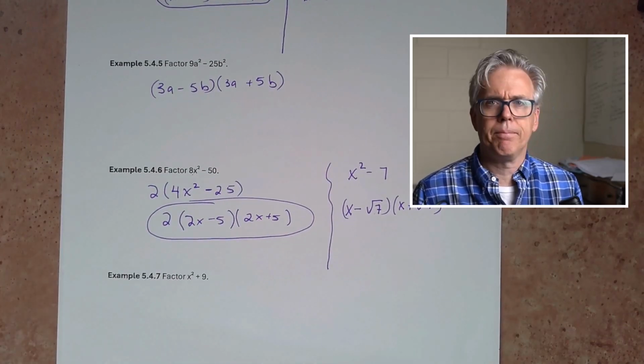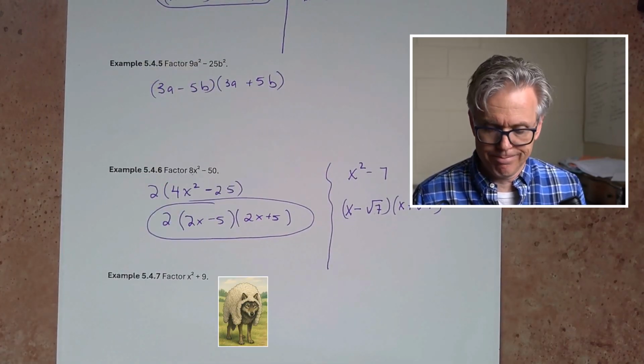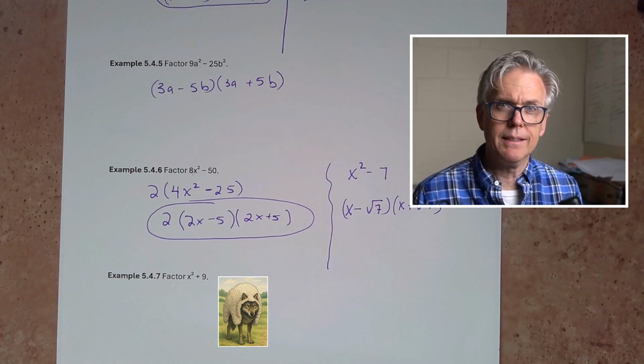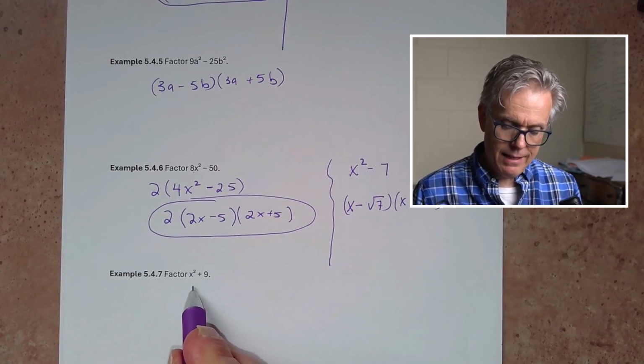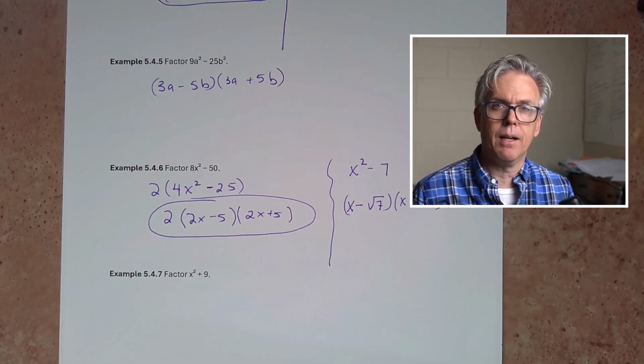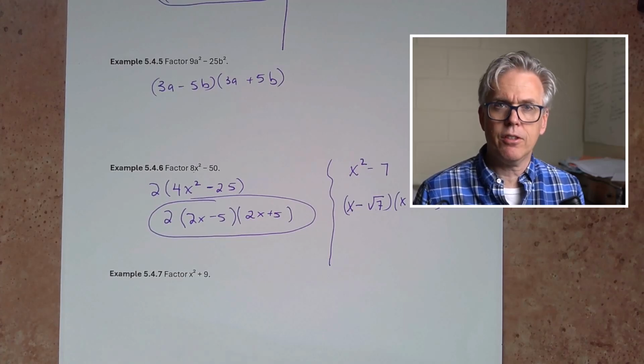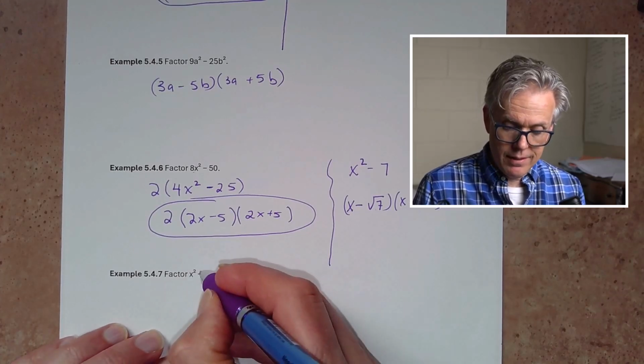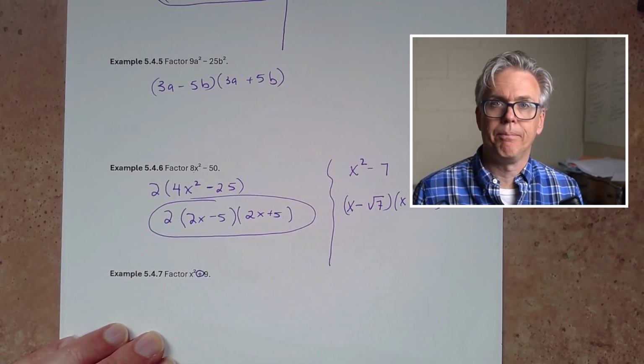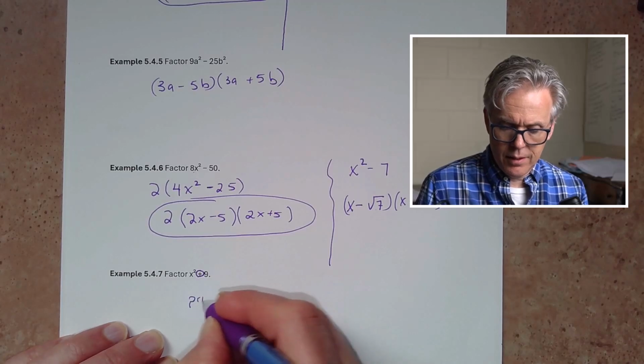How about this one here? This is a wolf in sheep's clothing. It looks super easy, yet I'll have over half my students miss this one problem alone. Is this a difference of 2 squares? No. It's a plus symbol. So this is prime.